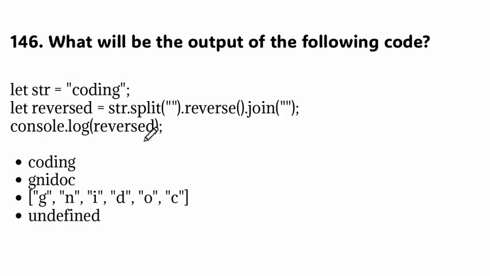And inside the console.log we can see that the second one is the correct answer, gnidoc. You can call it any name. So by the way, what we have done here, we have just reversed the string. First we have split all the words inside the string, then we have reversed them, and then we have joined them. So it becomes g, n, i, d, o, c. So the second one is the correct answer.